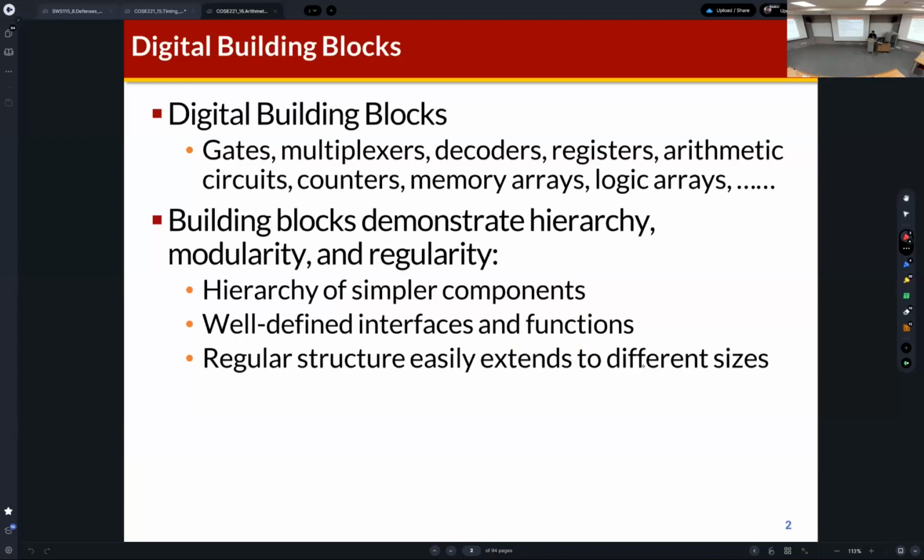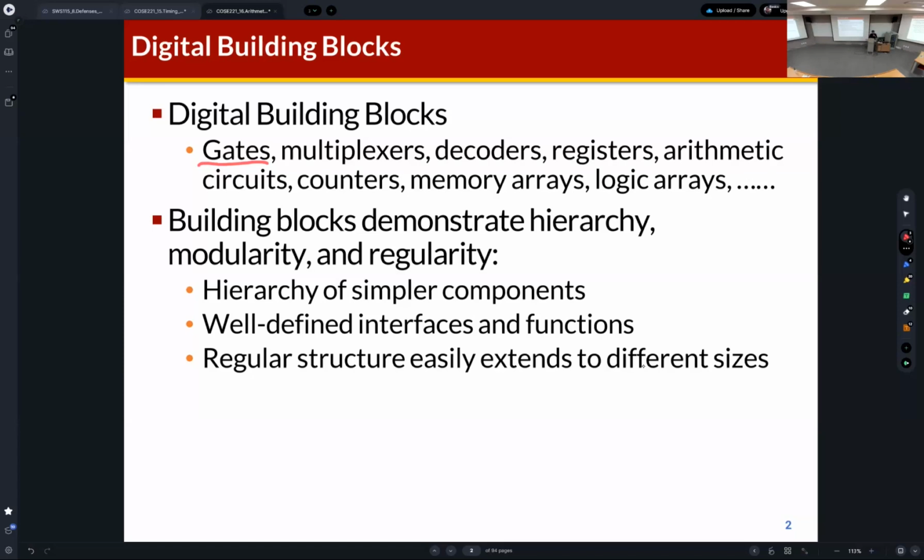So actually, we learned about the combinational building blocks, like the multiplexer or decoder, right? Then what is a building block? What are digital building blocks? These are the very basic modules that can be used for a more complex system. We learned about the gates. The basic gates are basic components that can be used for building these modules.